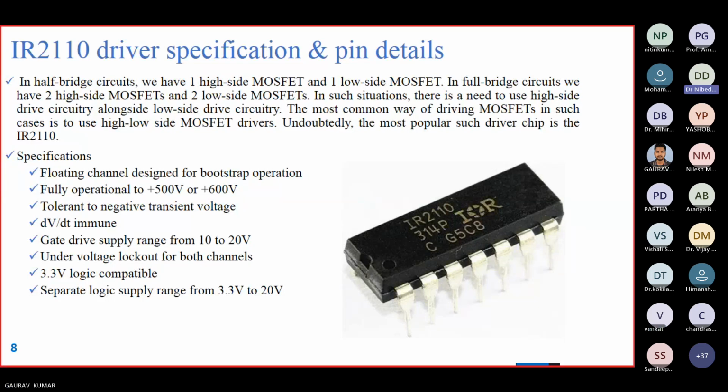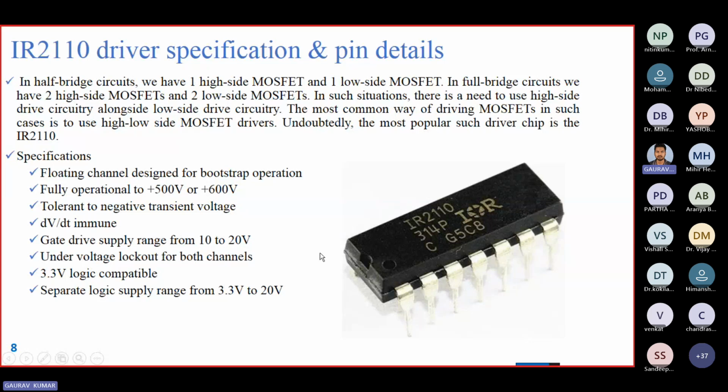It has a voltage range of 500 volt to 600 volt, and it is also designed so that it can tolerate the negative transient voltage, which is mostly common when we go for fast switching of the devices. It is due to the parasitic inductance, and dv/dt comes due to the parasitic capacitances. So it is also dv/dt immune. The gate driver supply range is from 10 to 20 volt, and it is also 3.3 volt logic compatible. Means you can give the microcontroller pulse of 3.3 volt to 20 volt to it. Okay, and also under voltage lockout for both channels.